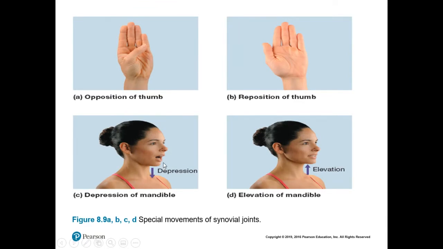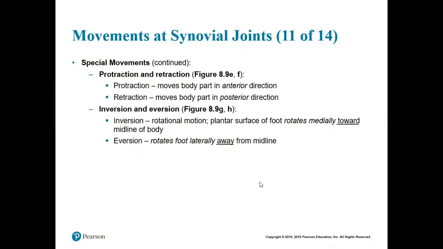Depression is moving the bone right here, in this case the mandible, downwards. And then elevation is moving it upwards. Very important movements when it comes to speaking and also in eating. So mastication requires depression and elevation of the mandible.